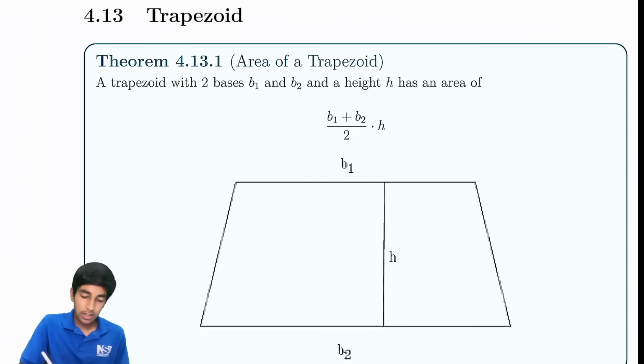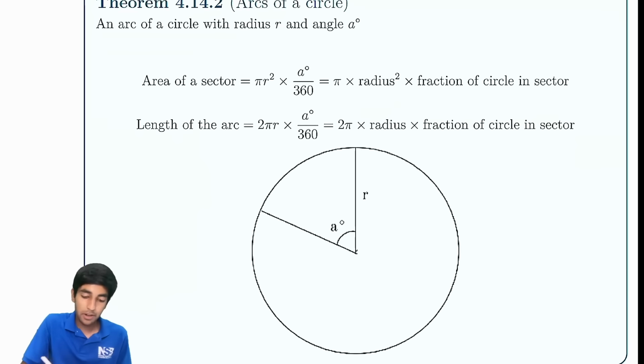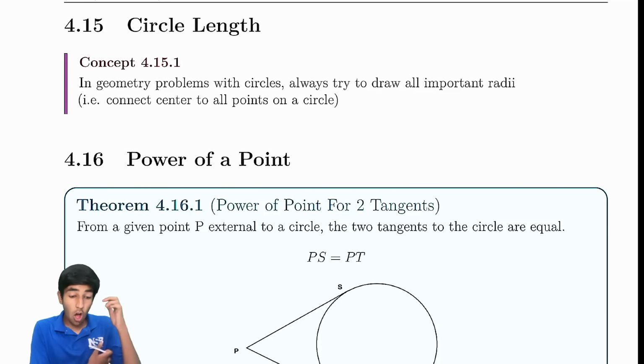Okay, area of a trapezoid: average of the bases times height. Circle, and the super basic stuff. When you have a sector of a degrees, you multiply by a over 360 to get the area and the length of the arc. Circle length problems, so draw all important radii.